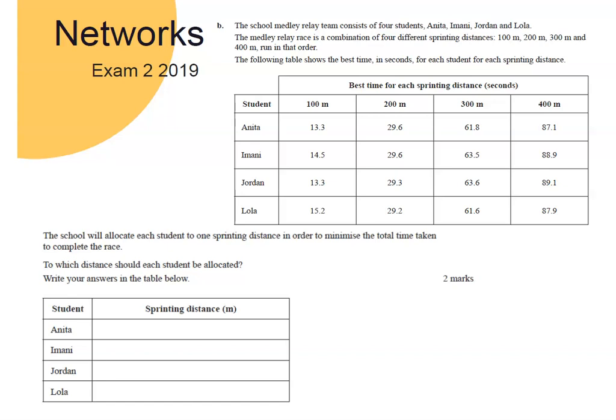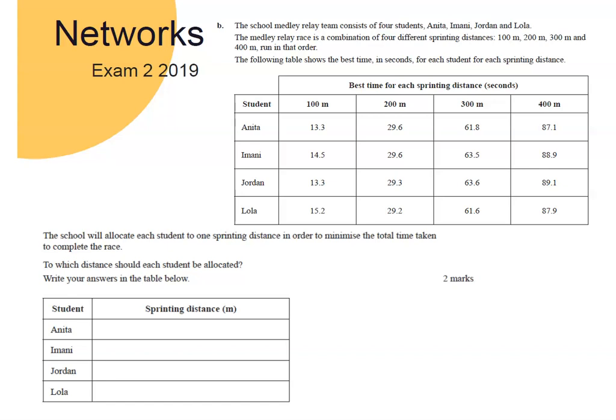The school will allocate each student to 1 sprinting distance in order to minimise the total time taken. Which distance should each student be allocated to? And we want to pop our answers below. So here, we're looking to use the Hungarian algorithm to minimise that allocation of tasks. If we think of each person and each distance as one of the jobs that has to be allocated, we're looking to do that row and column reduction and then check how many possible allocations, checking for crossing out of zeros and seeing what else we need to do from there.